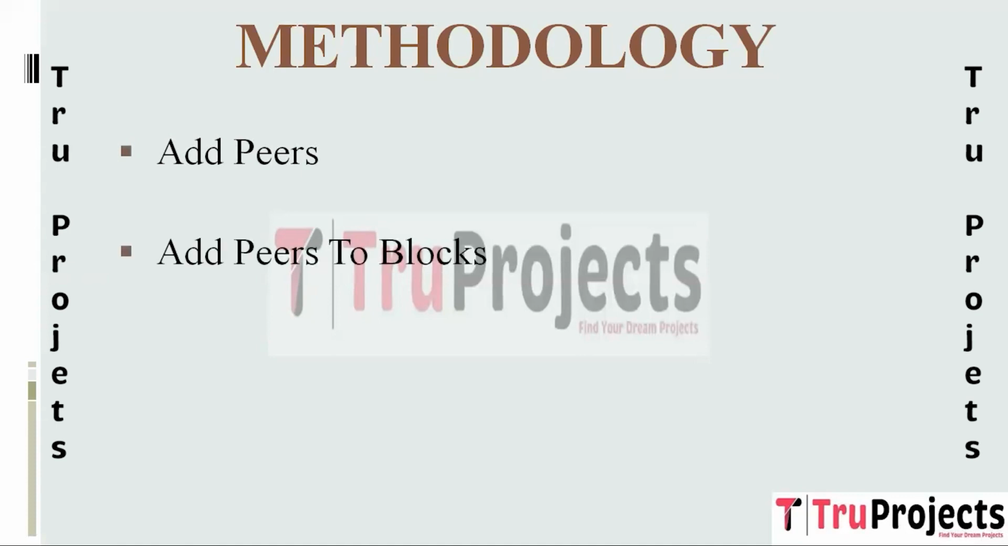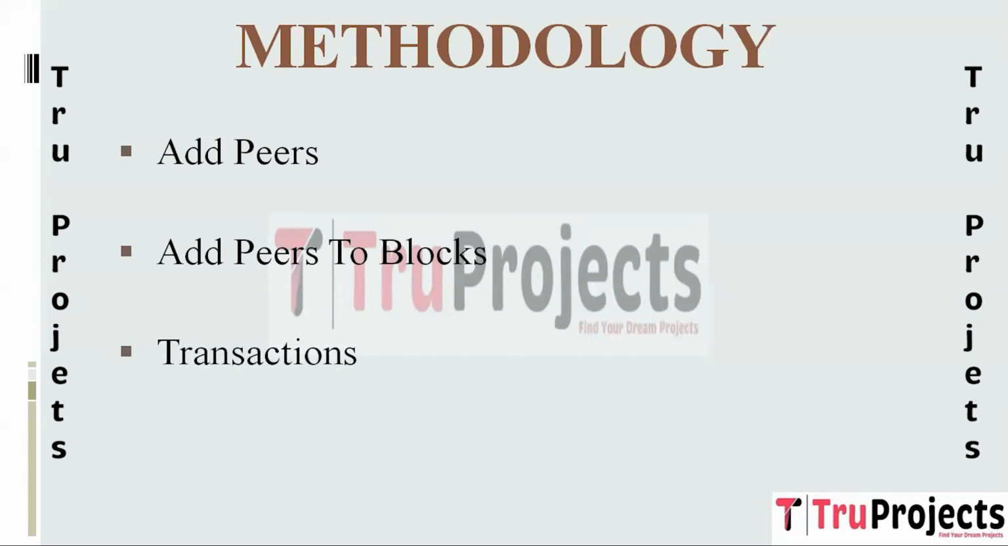The second module is Add Pairs to Blocks. In this module, users can add the pairs they have registered to the blockchain itself. This is a critical step in the blockchain process. When a pair is added to a block, their information becomes a permanent part of the blockchain, and it is linked to the previous block's information through cryptographic techniques. This ensures the integrity and security of the blockchain.